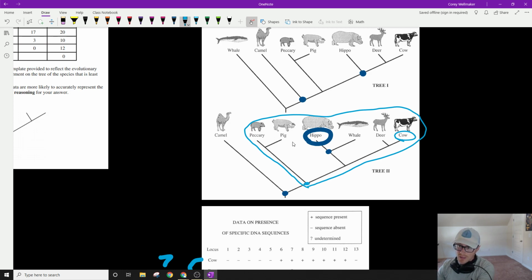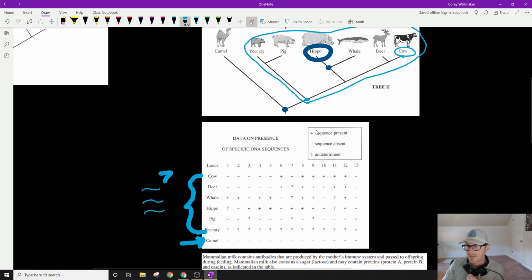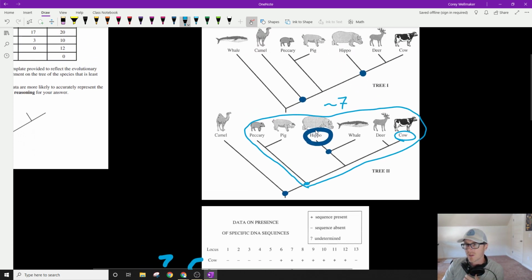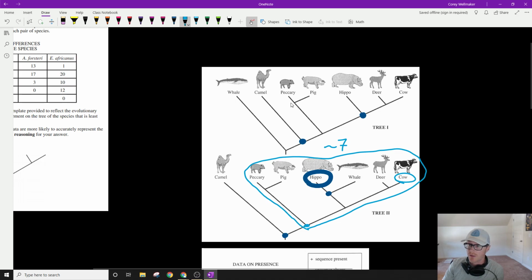Right? All of these lineages in light blue should have approximately the same differences compared to the outgroup. And so I just made up the number. If the difference is approximately 7, they should all be approximately 7 differences compared to the camel. And the same would be true if the top cladogram were accurate.